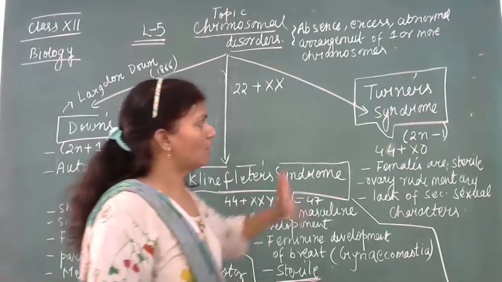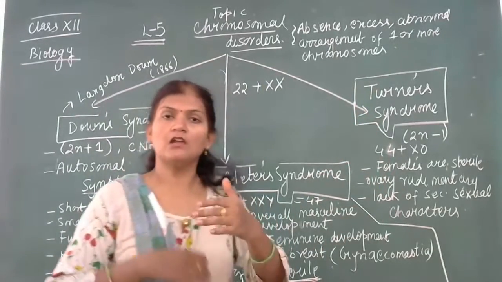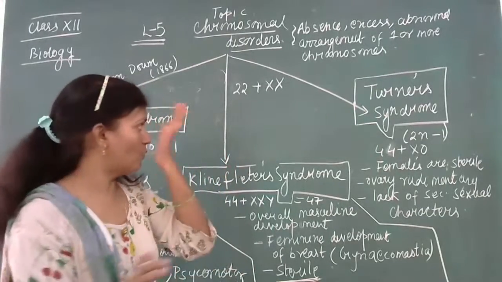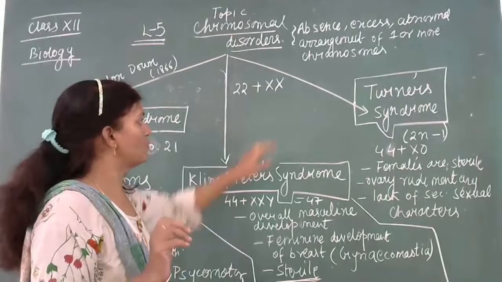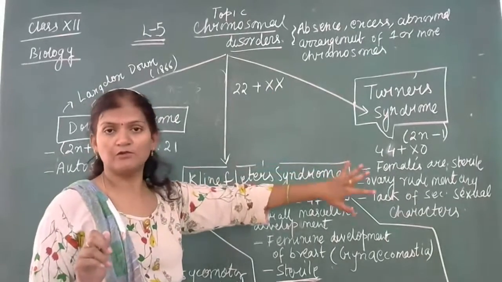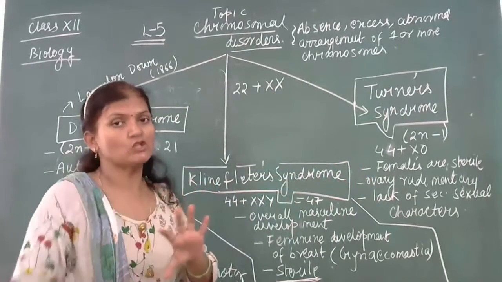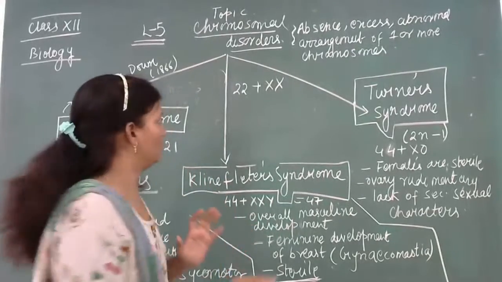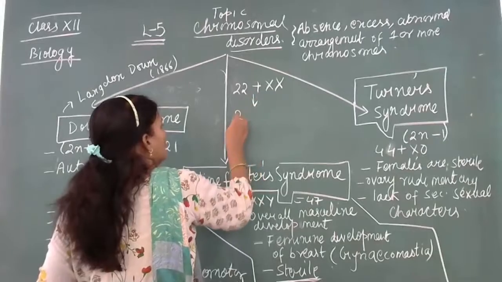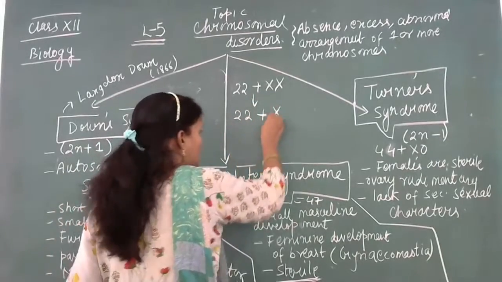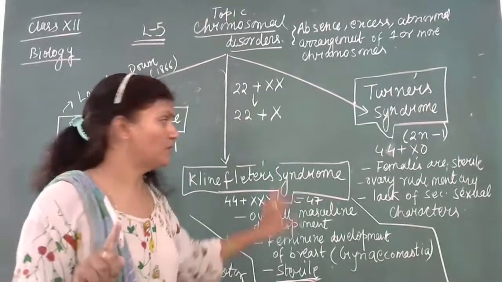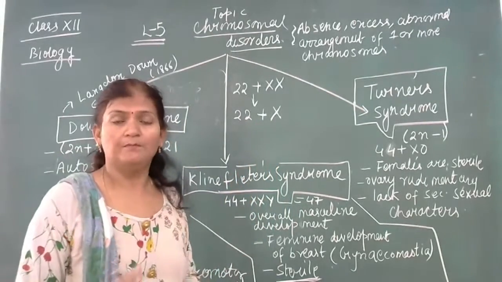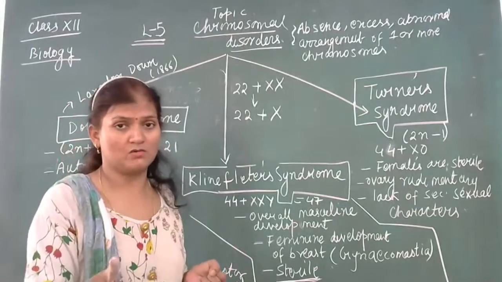But since we are dealing with a syndrome, it means a deviation from the normal chromosomes. Now what will happen? In this type of syndrome, there is a deletion of one X chromosome. Therefore, if we write the total number of chromosomes, it will be like 22 plus X only. This type of gamete will inherit only one X chromosome.